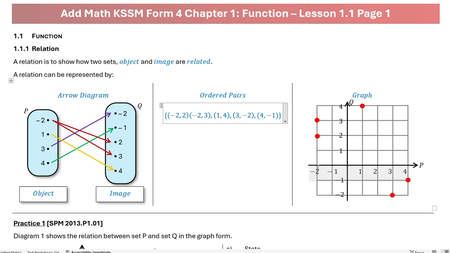The horizontal axis refers to the object, and the vertical axis refers to the image. For example, here -2 as an object pointing to 2, and we've got -2 pointing to 3 as well. And how about 1? 1 pointing to 4, and then 3 pointing to -2, and 4 pointing to -1. It's a very simple concept.